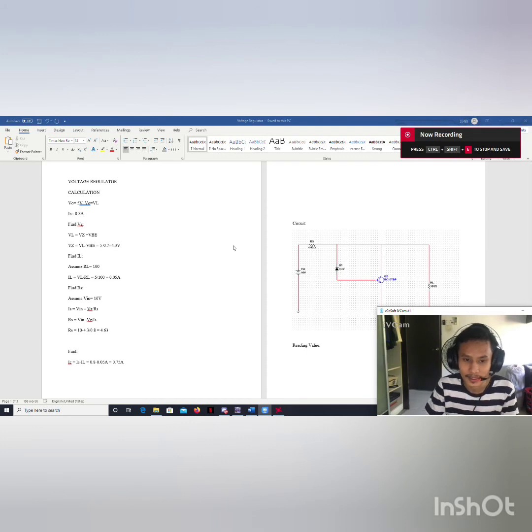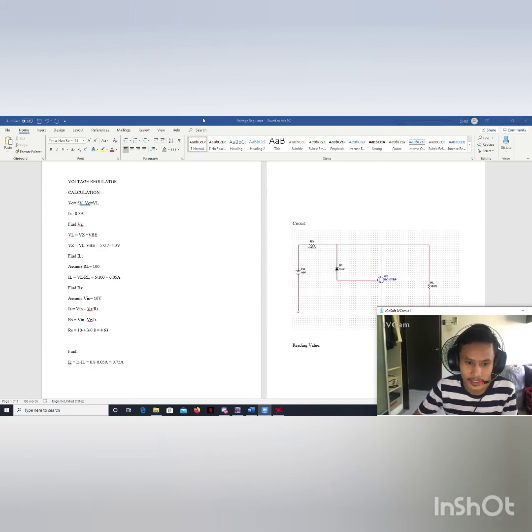Assalamualaikum and hello. My name is Muhammad Syakir Muhammad Kamal. Today I would like to present about the assignment. My part is the voltage regulator. First, I will show the calculation for the circuit.